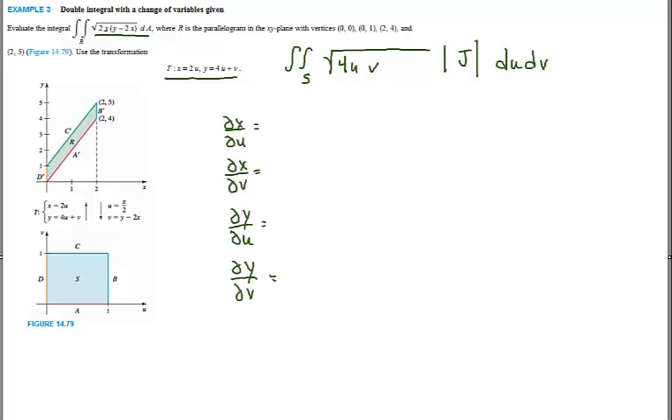In order to get this Jacobian, I'm going to need the partial of x with respect to u. This is going to be a 2 here, partial of x with respect to v, 0, partial of y with respect to u. That's going to be 4. Partial of y with respect to v, that's going to be 1. This gives me my Jacobian is equal to, I need partial of x with respect to u first, 2, partial of x with respect to v, partial of y with respect to u, partial of y with respect to v. And if I do this determinant, I'm going to get that this is 2.